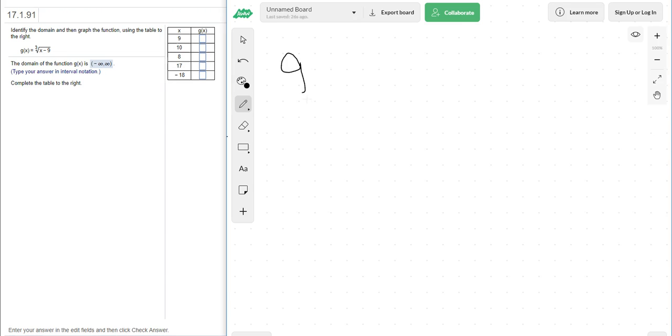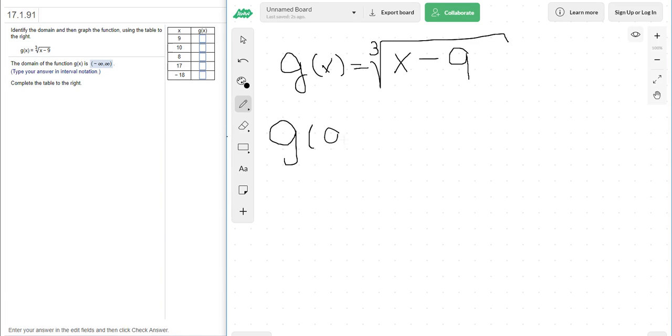So g of x is equal to the cubed root of x minus 9. Okay, and the first x value is 9, so I'm going to plug that in. G of 9 is equal to the cubed root of 9 minus 9, which is actually just the cubed root of 0.